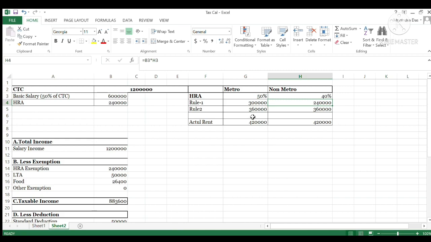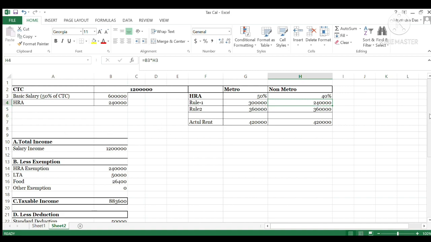So for rule number 2, your actual rent minus 10% of your basic comes to 3,60,000 rupees. But which is lower here? Let's also assume that you are not staying in a metro, you are staying in a non-metro like Bangalore city. So which is lower here? 2,40,000 rupees. So that will be your actual HRA for exemptions.